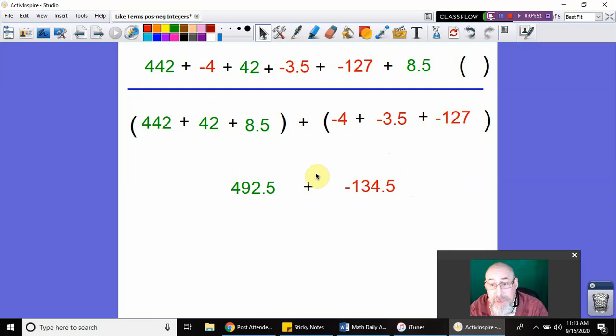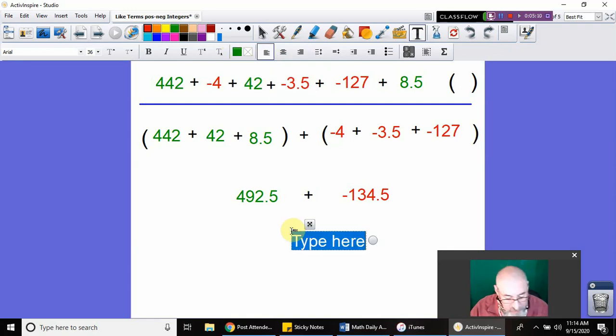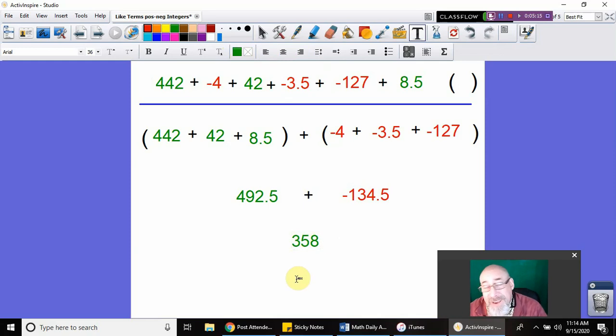So we have two different signs. It's addition, so it's going to be 492.5 and we're going to subtract 134.5. So we end up with 358 as our answer. And we don't have to say positive 358. If we don't put a negative symbol on there, it's implied. We don't have to put a positive. If it's negative, we do have to put that because that makes a huge difference.